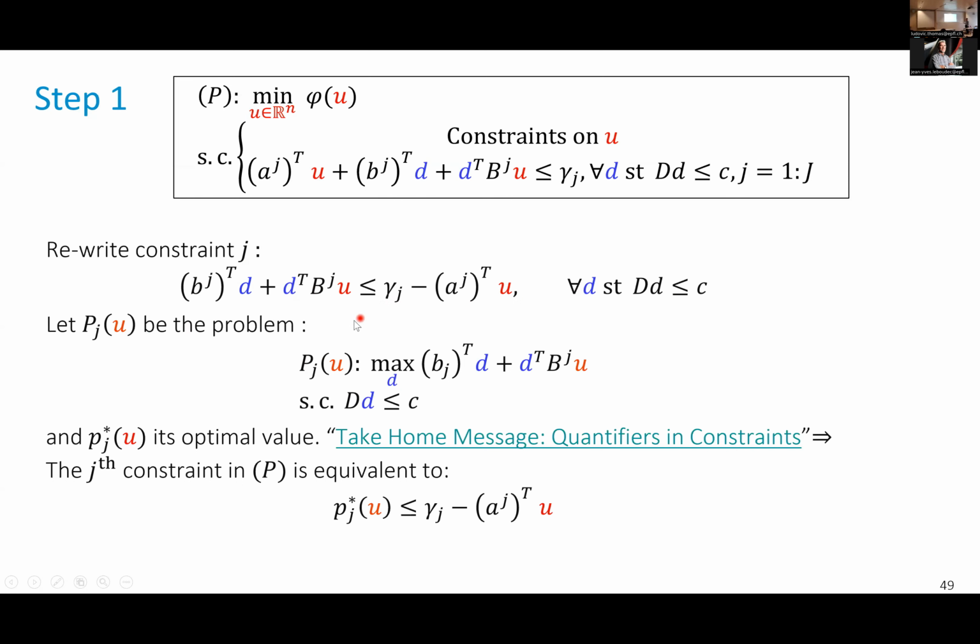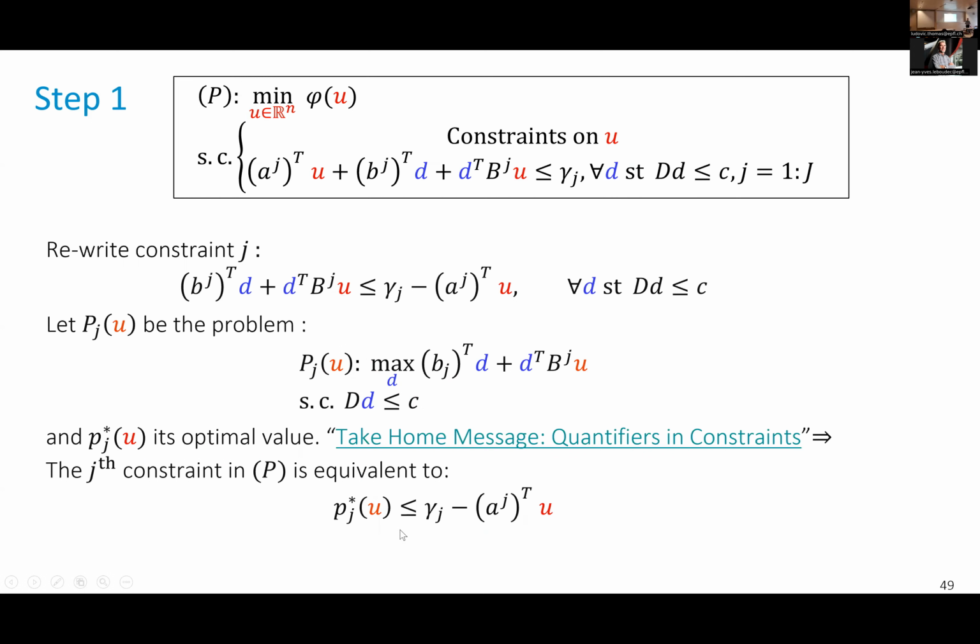means that the max of this is less than that. Right. So the max of this now is the solution of an optimization problem that depends on U, on my control. I call it P of U, my problem, Pj for constraint J. So P of U is computing the max of this. So finding the max of this, subject to all the constraints I have on D, that's an optimization problem that has a certain optimal value, and we know that this is equivalent to that.